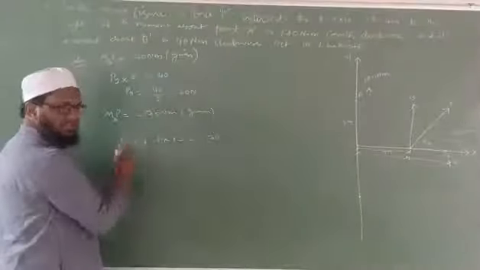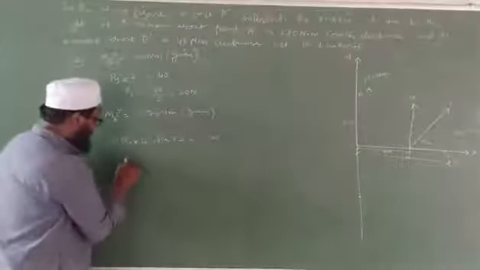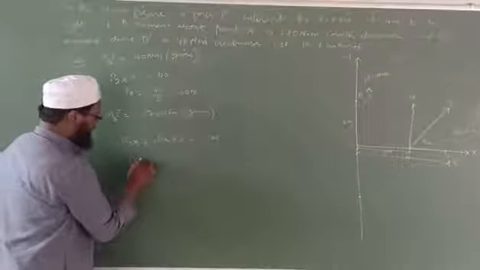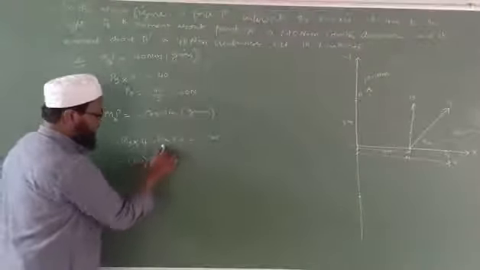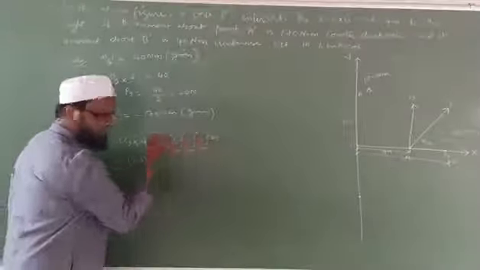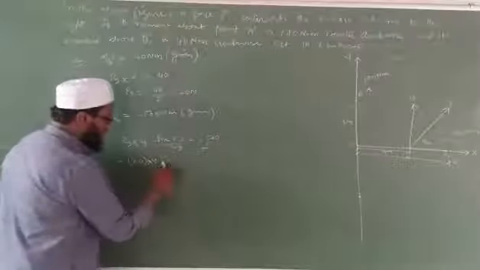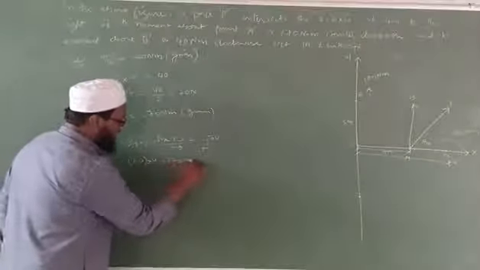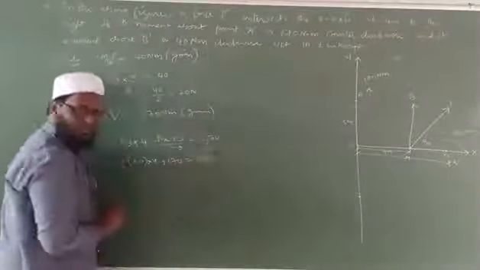So can I substitute this value here? So minus, what is the value of Py? 20 into 4. I'll send this entire term towards the right hand side and bring this term towards the left hand side. Okay, so what happens here? Plus 170 is equal to 3Px, isn't it?